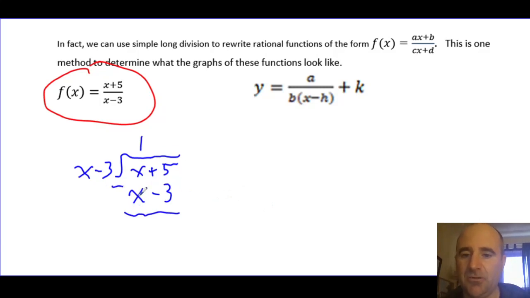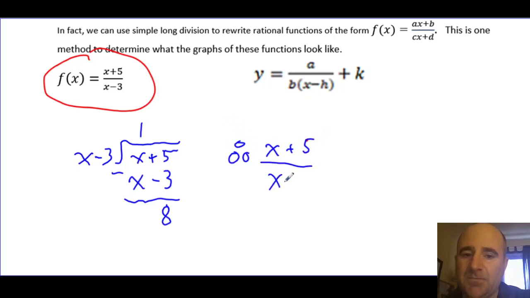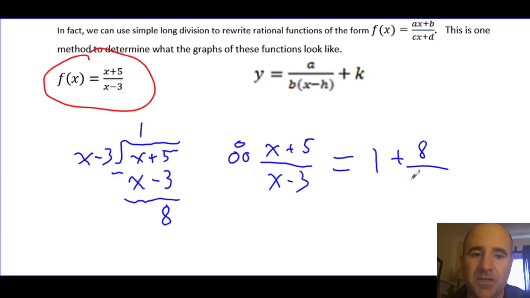and the x's cancel out. I want to put whatever number here makes the x's subtract out. And then 1 times negative 3 is negative 3. 5 subtract negative 3 is 8. Okay, now I'm going to rewrite this with the remainder written as a fraction. So basically, I'm saying that x plus 5 divided by x minus 3 is equal to 1 with a remainder of 8. So 1 plus 8 over x minus 3.